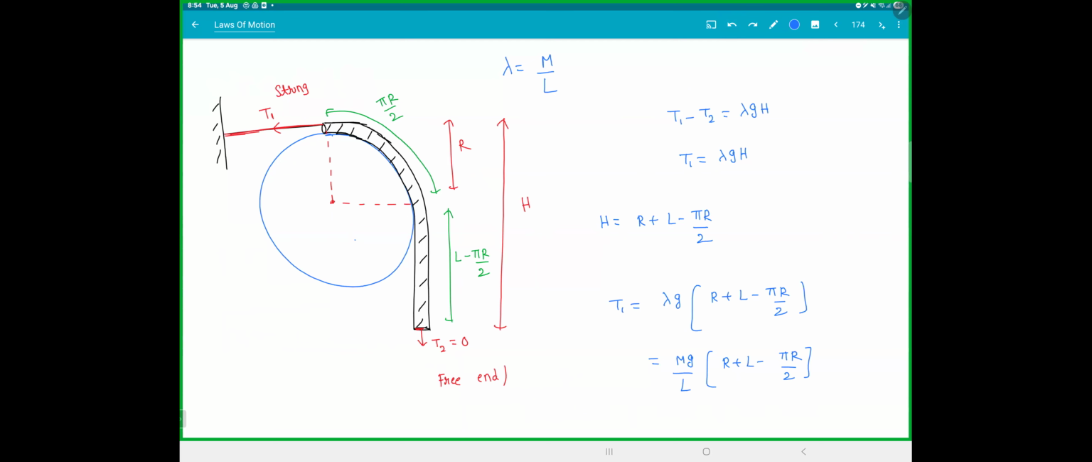Is this clear, everyone? Won't the weight of the rope cause T2 to be non-zero? Think about it. If you say T2 is not 0, so if I cut it here, how do you find tension? Remember, we cut it. So if I cut it here, what is there here? There is nothing, right? So whom are you pulling exactly?